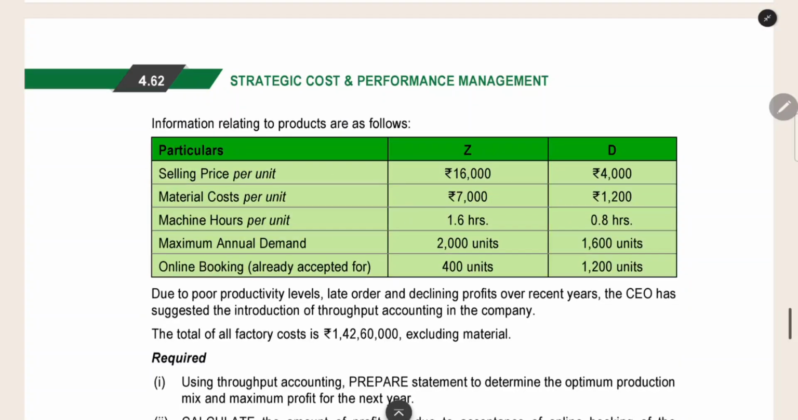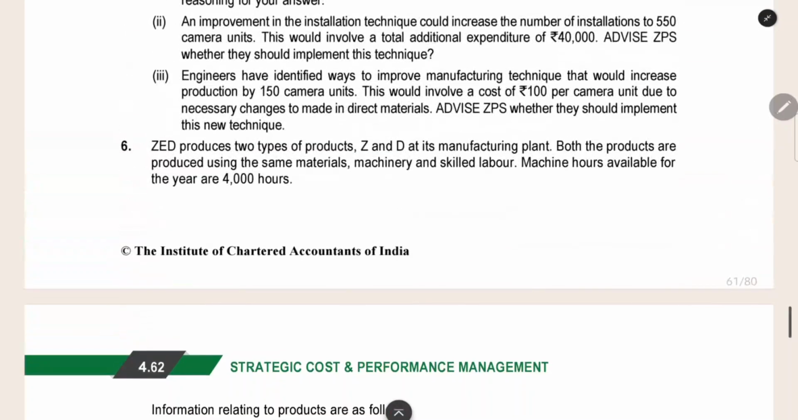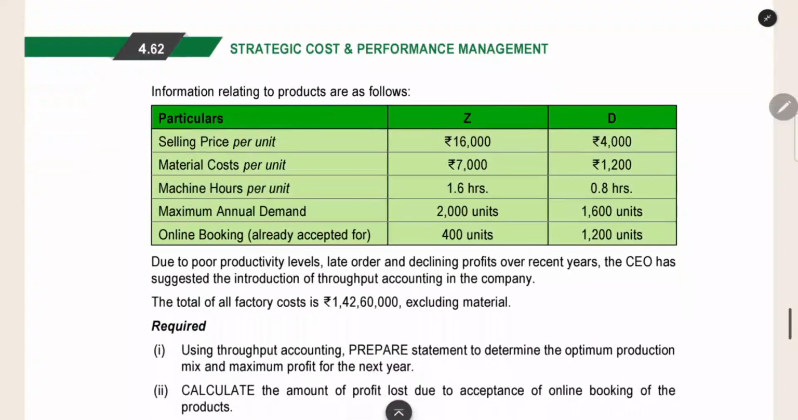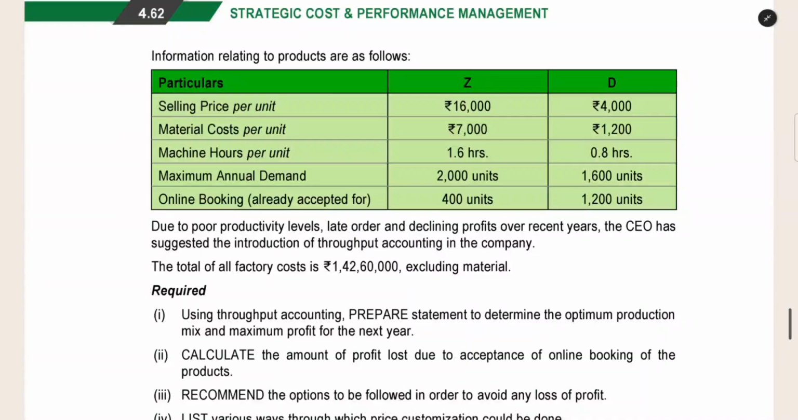First of all, this is normal information. Online booking means they are selling products both offline and online. In the online channel, the customers will book the products. The company has already accepted the booking for 400 units of product Z and 1,200 units of product D. Due to poor productivity level, late orders and declining profit, the company has suggested introducing throughput accounting in the company. Total factory cost is 1,42,60,000.